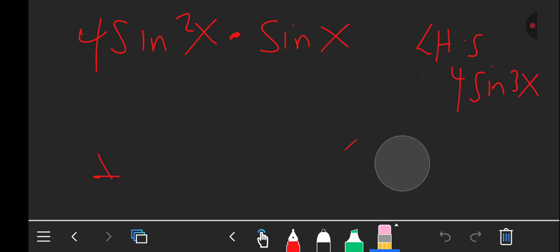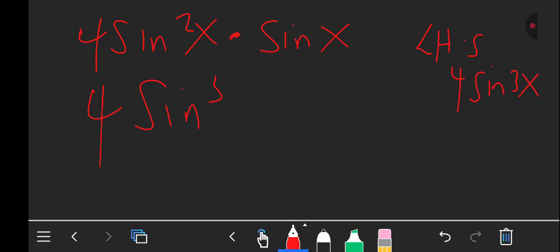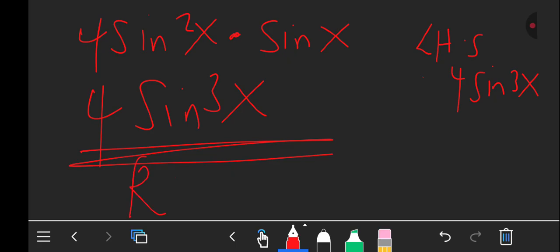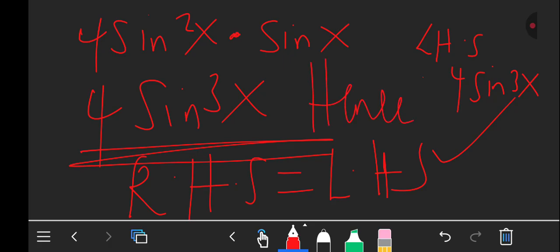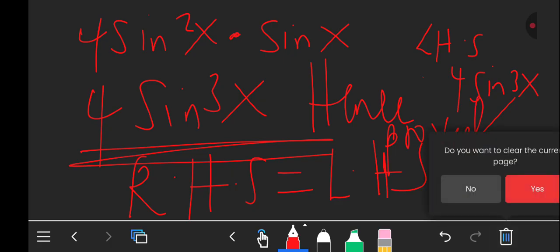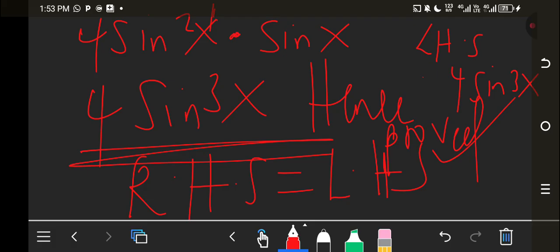Then what are we going to have? What we are going to have is 4 sine squared x multiplied by sine x. That will give us sine cubed x. And this is our right hand side. You can see that the right hand side is equal to the left hand side, which we had, which was 4 sine 3x. And that is how you can prove this identity. So you can just say hence proved, okay. We can now say hence proved.